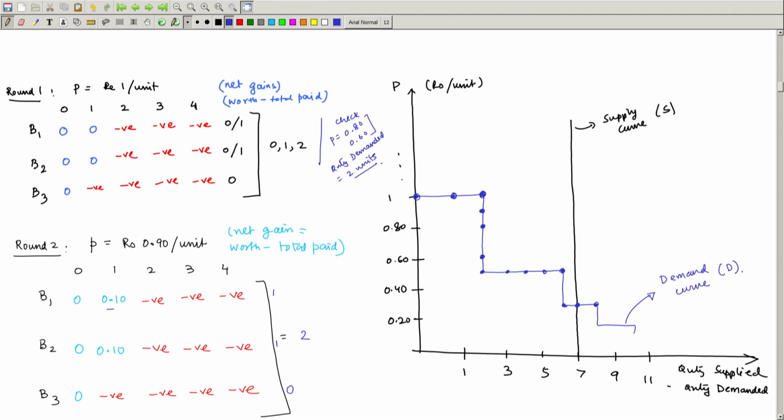Okay. So, all that we have done is we have made use of the information that was given to us, and we have constructed the supply curve and the demand curve. Next, we will talk about equilibrium and mention a few other aspects related to demand and supply. Thank you.